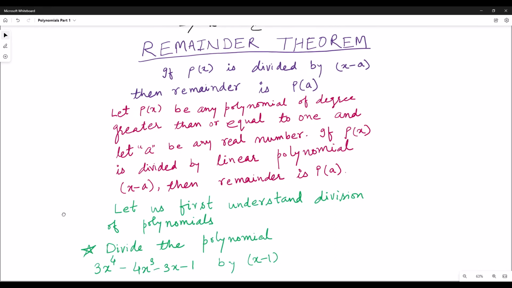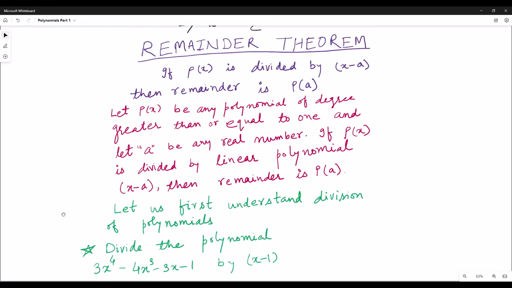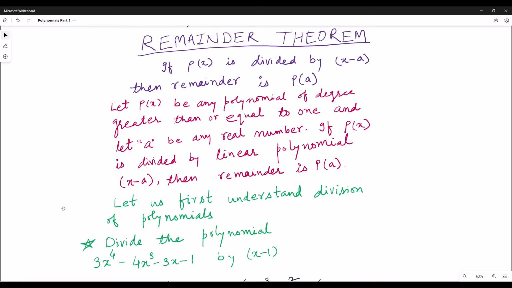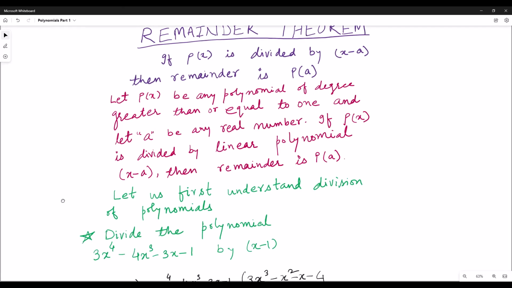So this is the expression of remainder theorem. If p(x) is divided by x minus a, then remainder is p(a). This is the simple form of the definition, but this is the exact definition. Exact definition is, let p(x) be any polynomial of degree greater than or equal to 1, and let a be any real number. If p(x) is divided by linear polynomial x minus a, then remainder is p(a).